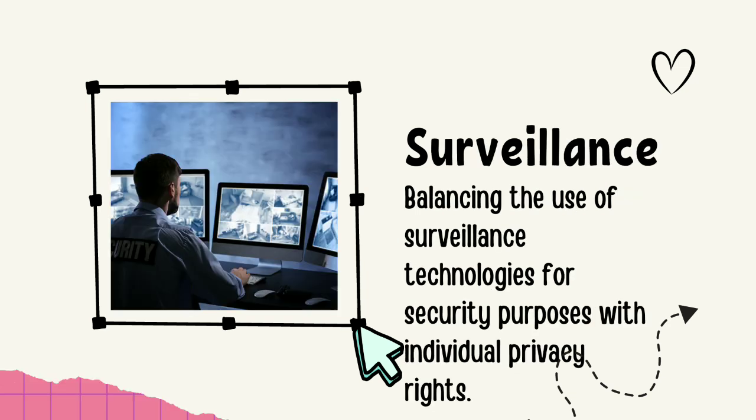Surveillance. Surveillance is balancing the use of surveillance technologies for security purposes with individual privacy rights. Surveillance means watching or monitoring people or places, often to gather information or ensure safety. For example, security cameras in stores are a form of surveillance. They watch to see if anyone is stealing things. It's like having someone keep an eye on things to make sure everything is okay.